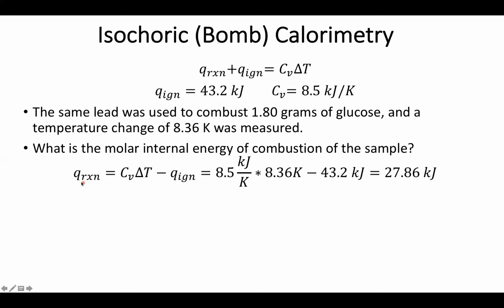So the first thing I'm going to want to do is figure out the heat of reaction, or the heat introduced to my sample chamber from the combustion reaction. I can just rearrange this first equation and find the amount of heat provided into my calorimeter, and then subtract out the amount of heat that was provided by my ignition source instead. And so we can plug in these numbers, and we find out that the combustion of glucose provides a little bit less than 28 kilojoules of energy.